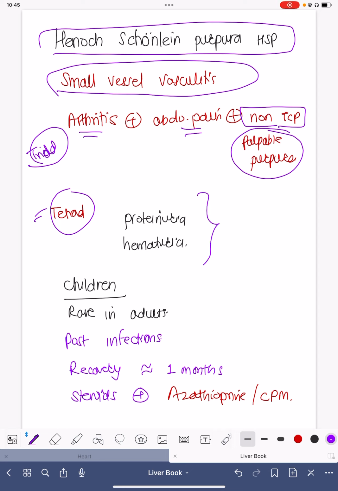And this is the typical or classical triad of HSP, and when it shows proteinuria or hematuria, we call it a tetrad. So this particular patient also had arthritis for 2 to 3 weeks. He had severe abdominal pain. That was his presenting symptom, abdominal pain.